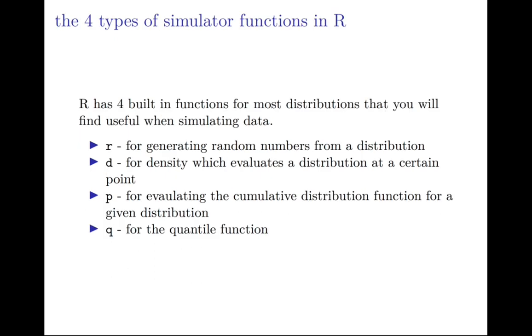And R has 4 built-in functions for most distributions that you'll find useful when simulating your data. They start with R, D, P, and Q. For example, if you're using the normal distribution, it would be rnorm, dnorm, pnorm, qnorm. And you've probably seen this in your time using R. The r function is for generating random numbers from a distribution. The d is for the density, which evaluates a distribution at a certain point. p is for evaluating the cumulative distribution function for a given distribution, and q is for the quantile function. And we'll discuss that in a little bit.